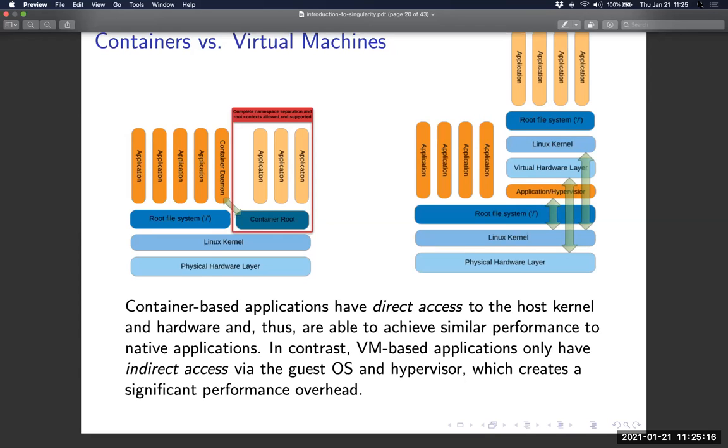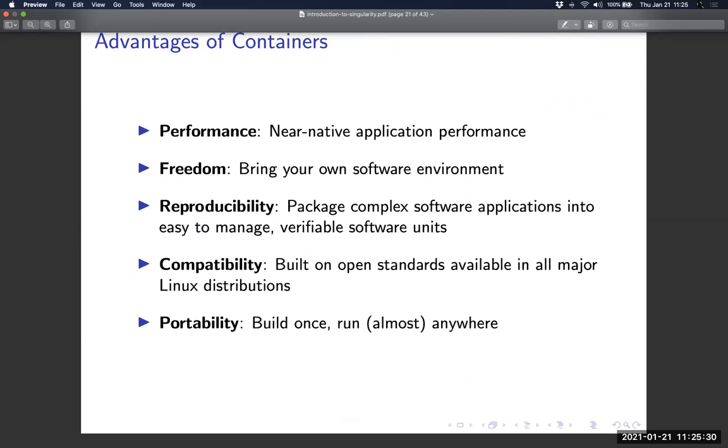Virtual machines can have significant performance overhead if you're running an application on them, versus a container, which is almost native performance. In most cases, you won't even be able to tell the difference, right? So that's one of the big advantages. So performance is definitely the biggest advantage of containerization, but it's versus, say, a virtual machine.